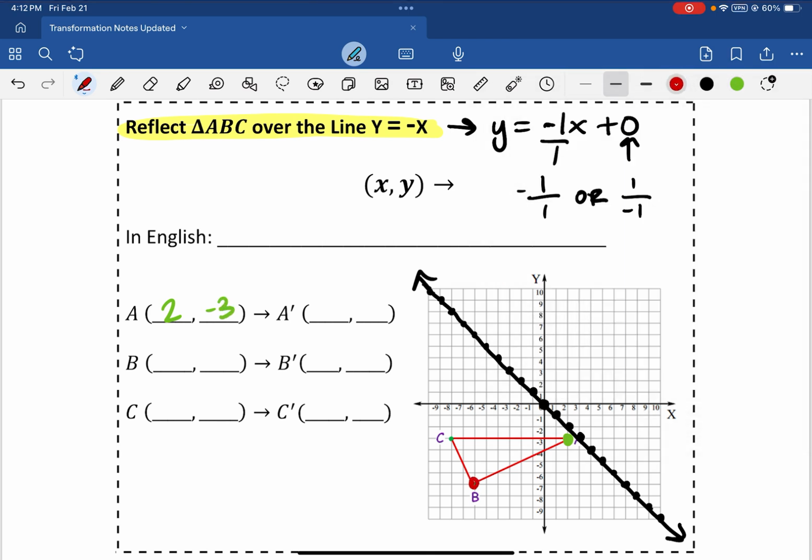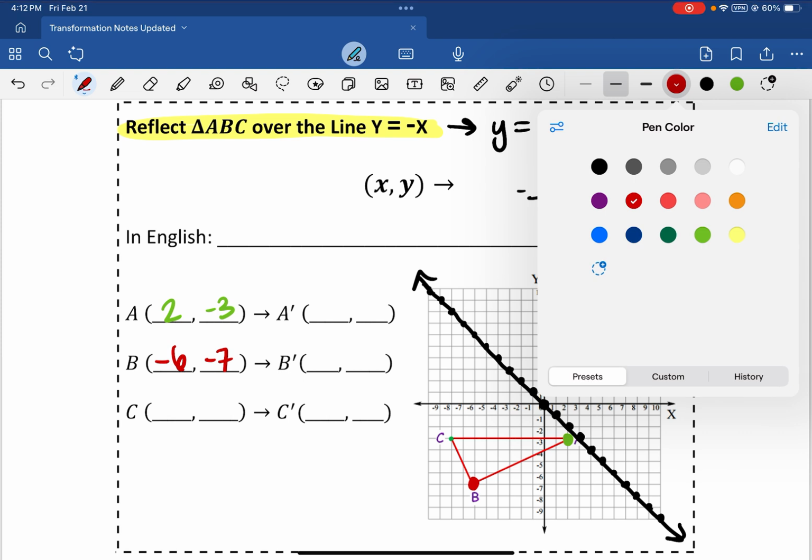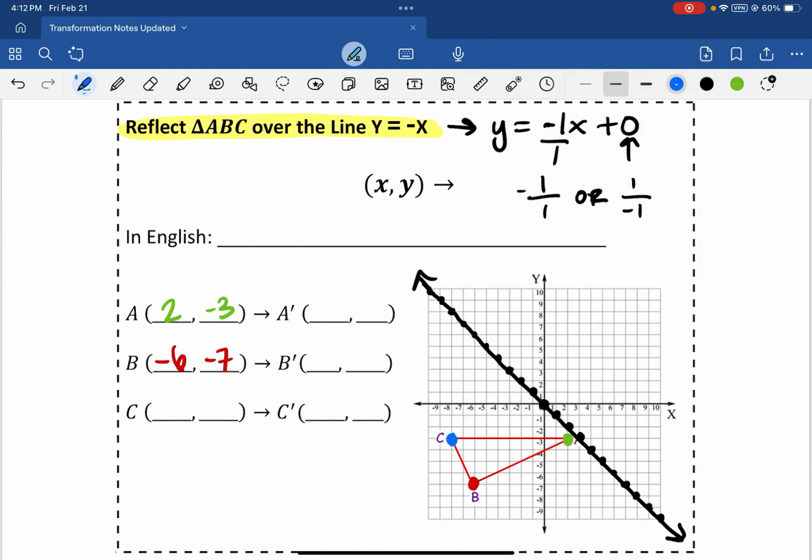Okay, let's look at B. I'll do that in red. B is, let's see, 1, 2, 3, 4, 5, 6. So B is -6, then 1, 2, 3, 4, 5, 6, 7. (-6, -7) is B. Yeah, that's right. Okay, and now let's do C, and I'll do that in blue. C is -8, and then we go -3. Left 8, down 3.